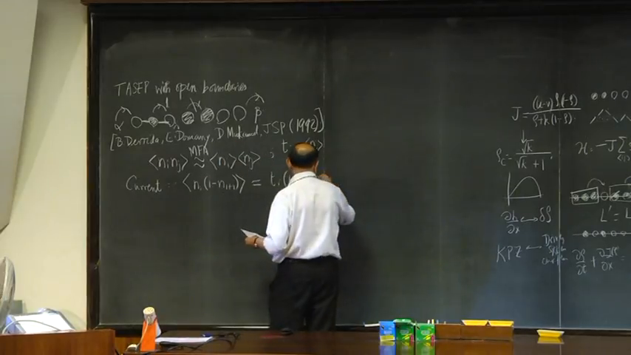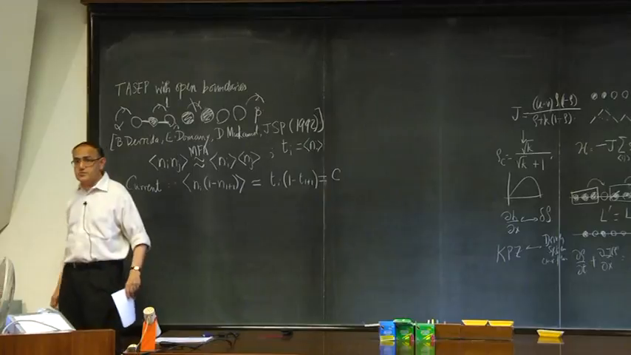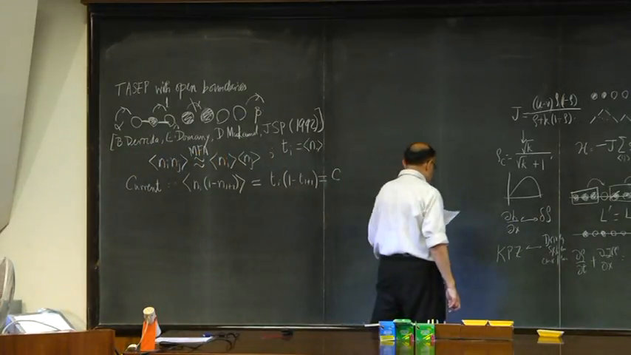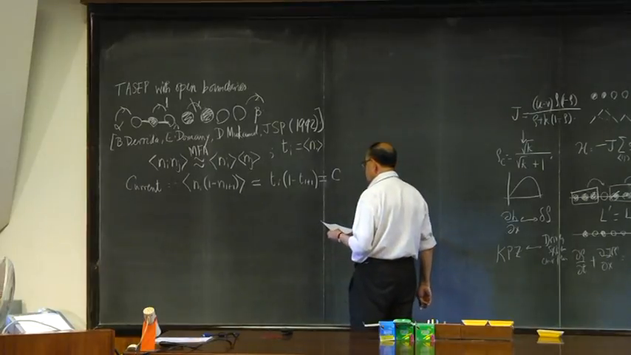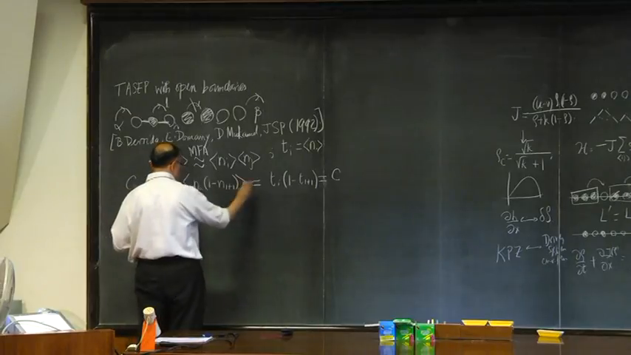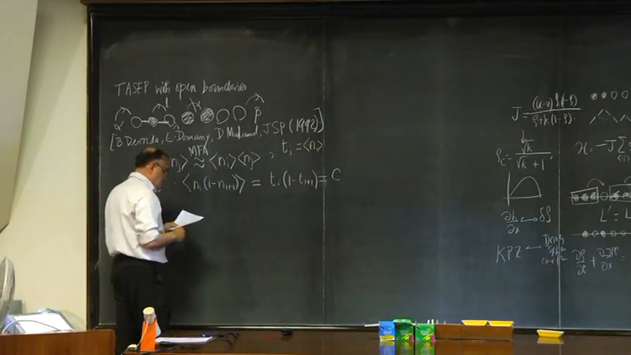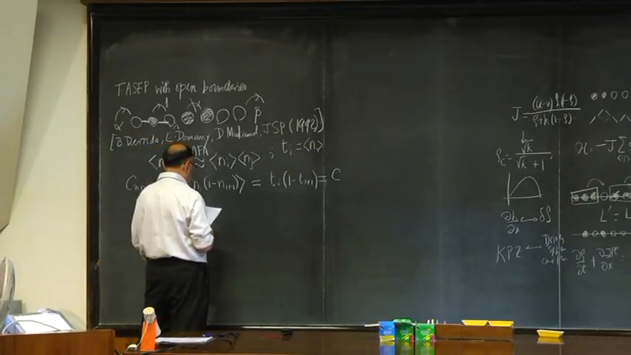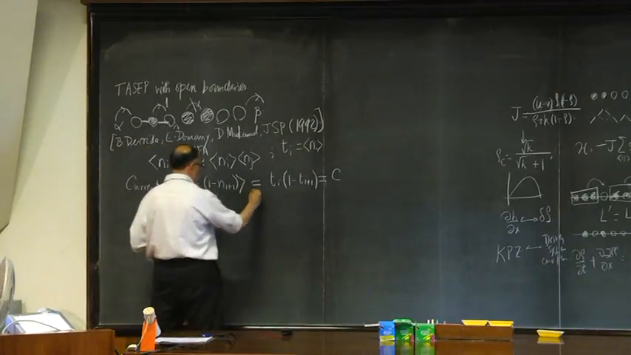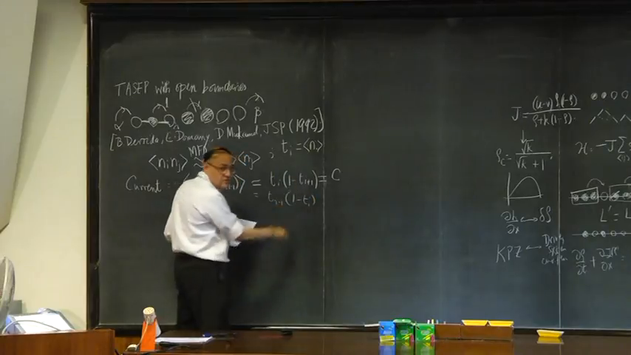Let us call the current not J as we usually do, but again sticking to the notation of that paper, let me call it C, C for current. So then, you see I have a system of equations, right? So this holds for each i. For instance, I can write this for i minus 1 to i also, if I wanted to. So this is equal to ti minus 1 into 1 minus ti, etc.